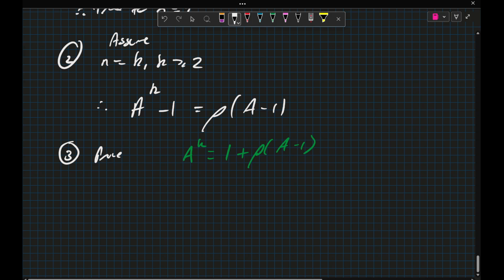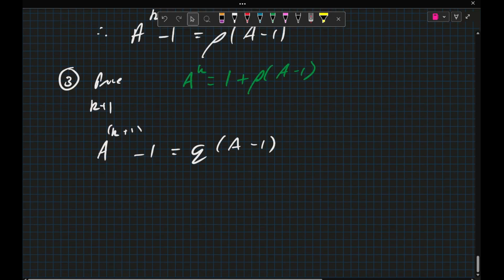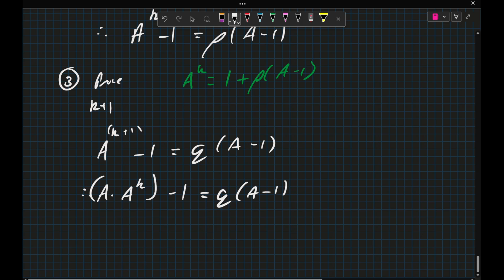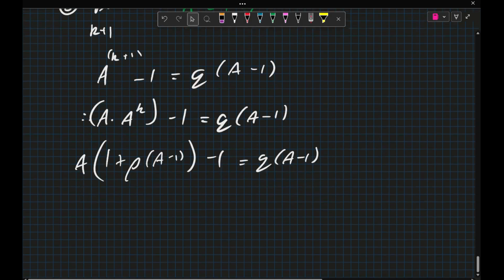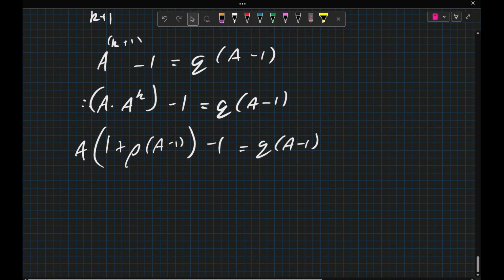Now if we sub k plus 1 into here, we get a to the power of k plus 1 minus 1 is some multiple q times a minus 1. So we're going to expand this using powers, so a times a to the power of k minus 1 is q times a minus 1. So a to the power of k we're going to put in here, so we'll have a times 1 plus p times a minus 1 minus 1 is q times a minus 1. Okay, so we're going to do a bit of expanding here.